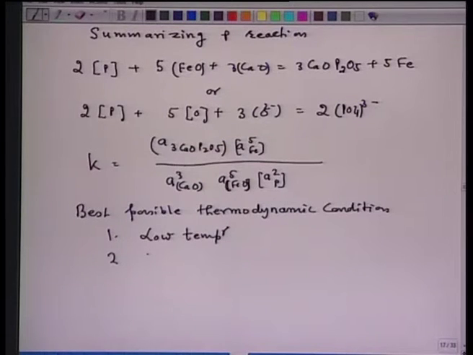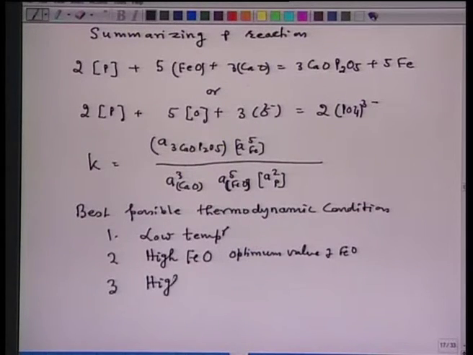Number 2, high FeO, but optimum value of FeO up to 15 to 20%, and third, high calcium oxide. That means slag should be basic and limey. Now, here it is important that FeO should be dissolved in slag, it should not be undissolved. Kinetically, stirring is always better for enhancing the rate of slag metal reaction.